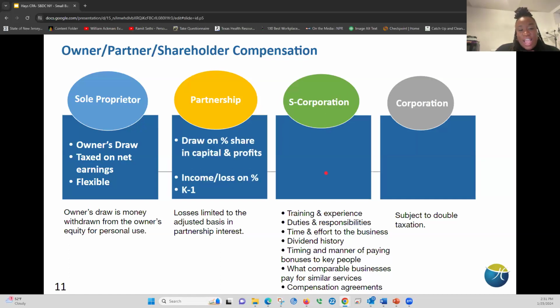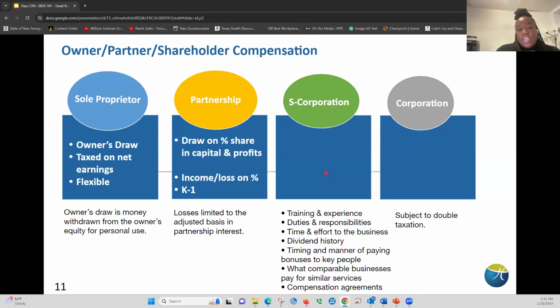That, like I said, is taxed on your 1040. So whatever the business earns is what you earn. And because of the informality of it, it's very flexible. Partnerships are taxed similar to LLCs, except it's based on your percentage ownership of the business. So you transfer it directly from the business account to your account.